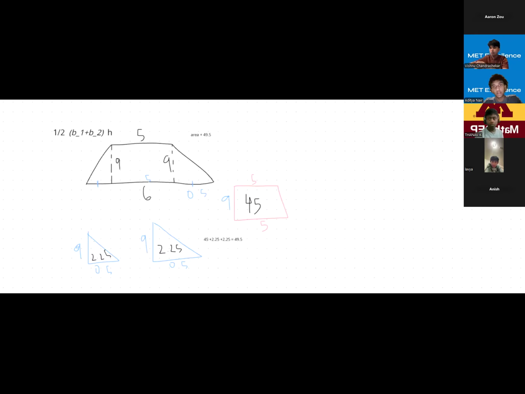And because we've already got here, we can actually find the perimeter using Pythagorean's theorem to find what these side lengths are. And so then let's try that. We'd have 9 squared plus 0.5 squared. So that's going to be 81 plus 0.25. Okay, that's a little more of a scary number than I expected it to be, so I'm not going to go all the way.